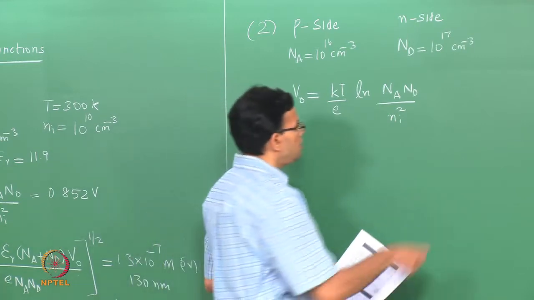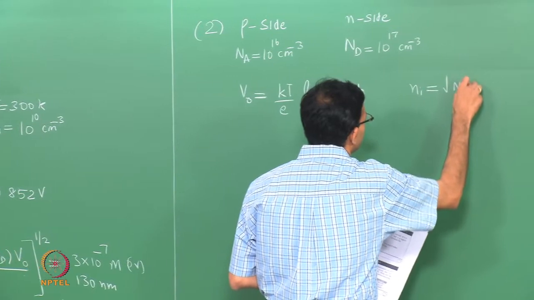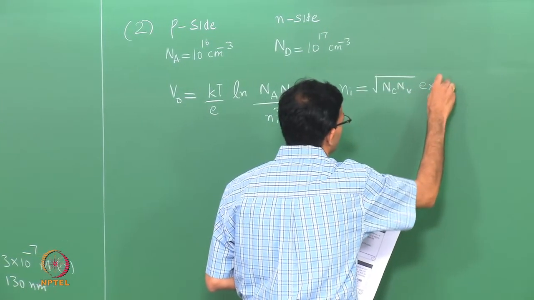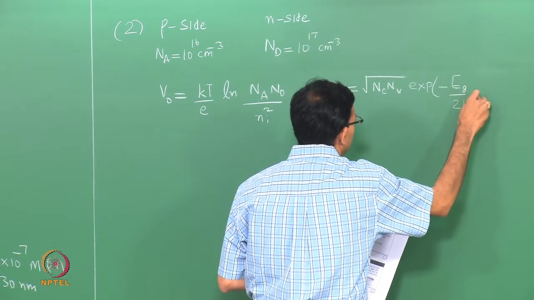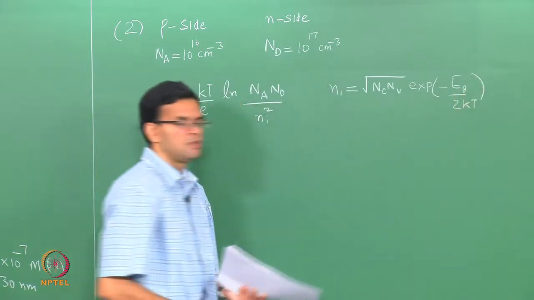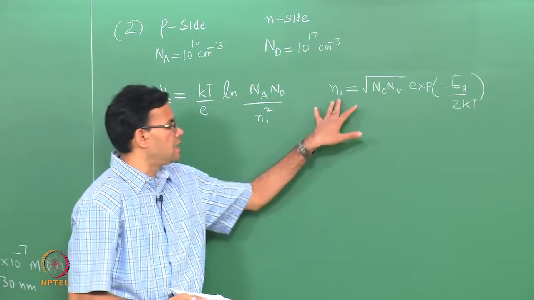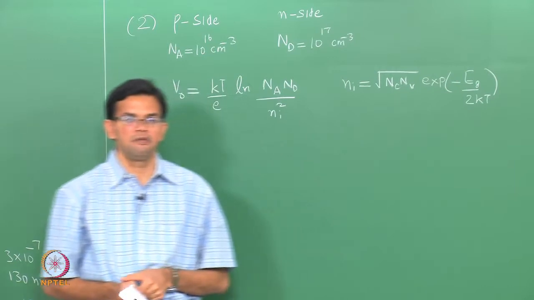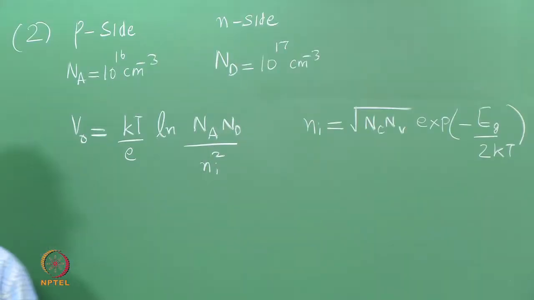We have seen earlier that Ni depends upon the band gap: square root of Nc Nv exponential minus Eg over 2 kT. So, as the value of the band gap increases, Ni essentially goes down because it has an exponential with a negative term. If the value of Ni goes down, then the built in potential will essentially increase.